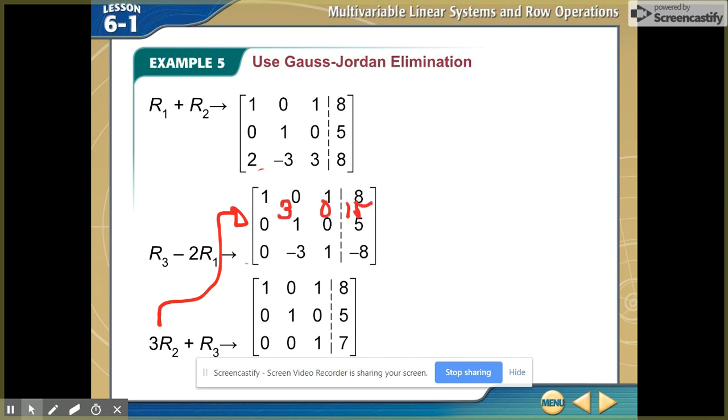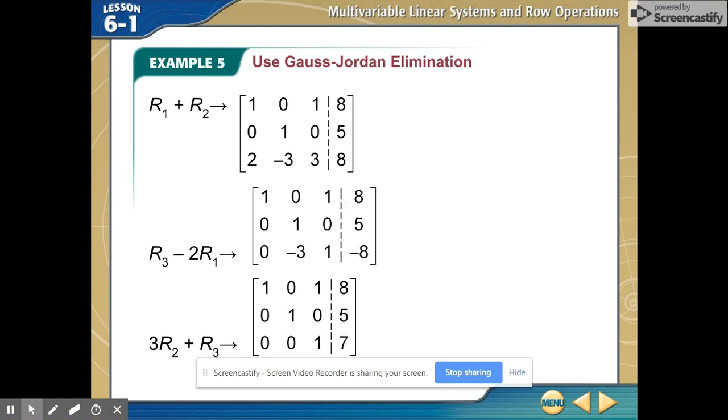And then I add R3, okay? 3 and a negative 3 go to 0. 0 plus a 1 is 1. 15 and a negative 8 is 7, which is where that expression is coming from. And this is in our row echelon form.